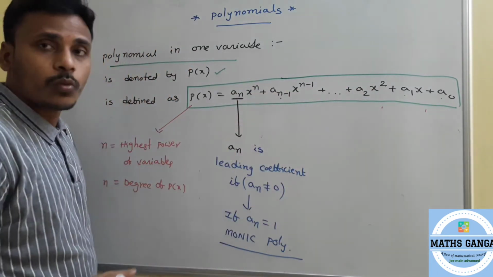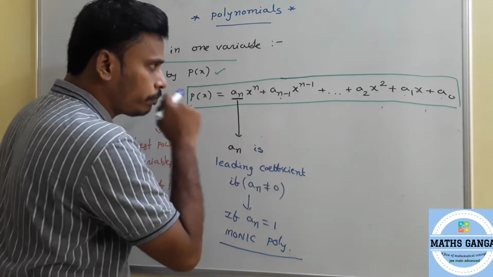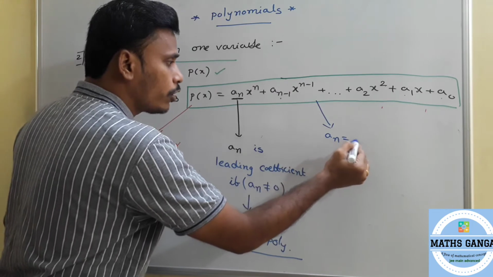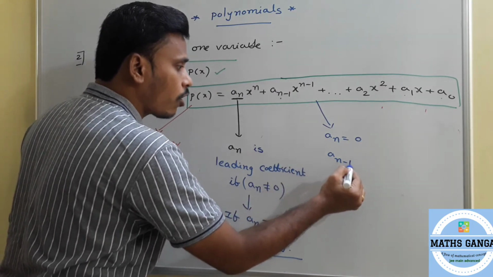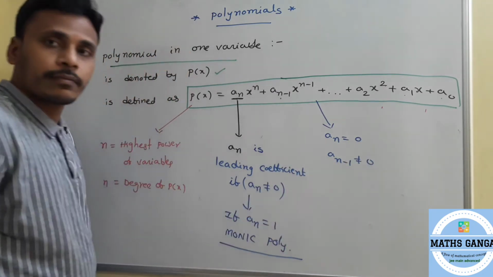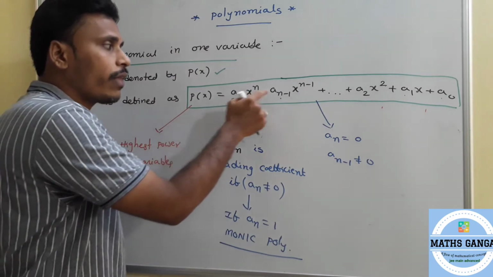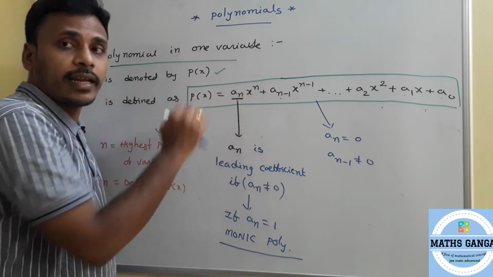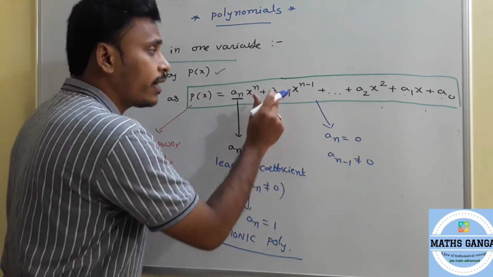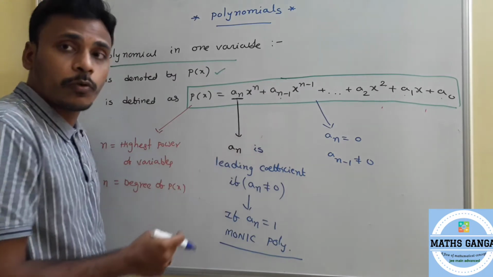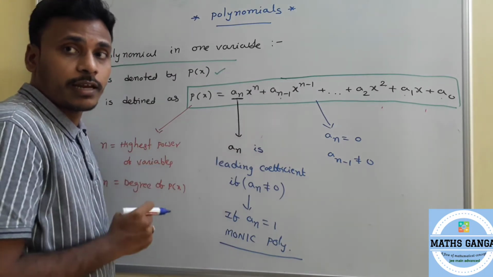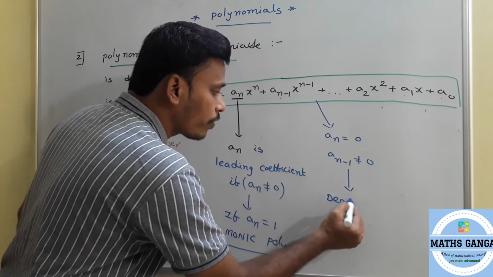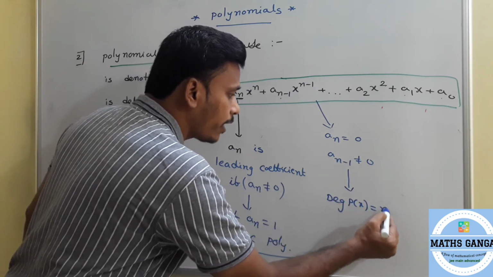Based on all these coefficients, what I need to say? First, suppose you just observe here. Suppose if a n is equals to 0, a n minus 1 not equals to 0, then what will happen? a n is 0, right? Then a n minus 1 is non-zero, right? So since a n is 0, this term is neglected, right? Since this term is neglected and the highest degree term is x power n minus 1 and its coefficient is a n minus 1, which is non-zero, then in this case we say that degree of the polynomial p of x is n minus 1.